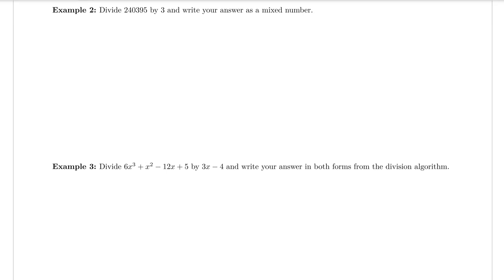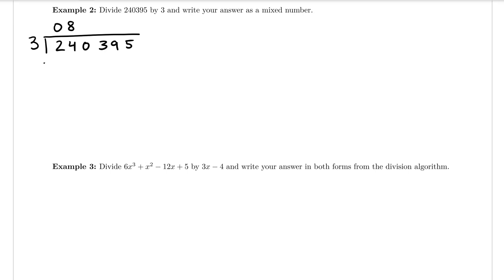Example 2 says divide 240,395 by 3 and write your answer as a mixed number. So I want to know how many times this goes in here. All right, so first we ask how many times does 3 go into 2? And 3 is larger than 2, so that's going to go in 0 times. And then we can look at the next number. 3 goes into 24 8 times.